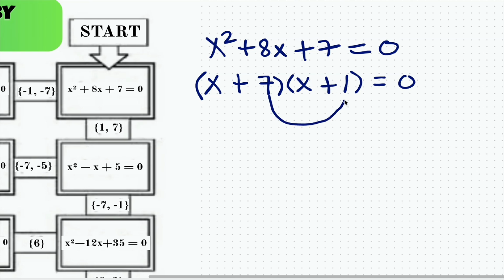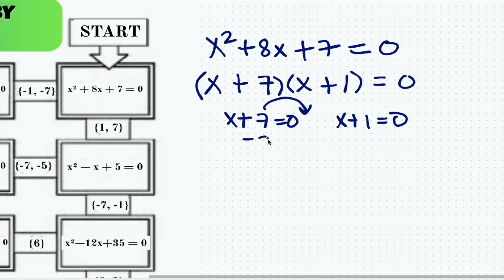So 7 times 1, the answer would be 7. That is correct. 7 plus 1, the answer must be 8. So that fits. The next step is to use the zero product property. So x plus 7 equals 0. We equate that to 0. And x plus 1 equals 0 as well. Isolating the x here, subtracting 7 from both sides.